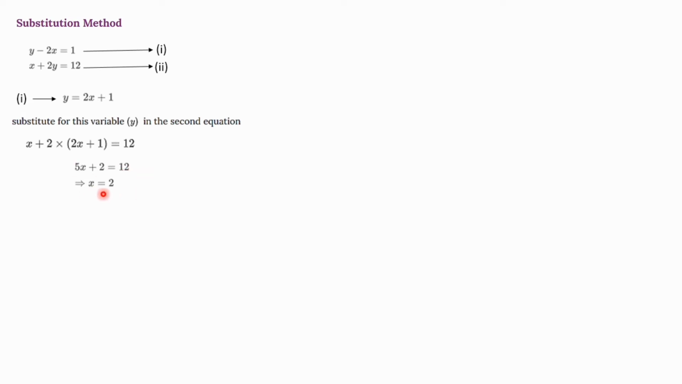We have got the value of one variable. Then take this value and substitute in any one of the equations. It's quite simple if you put it in the first equation. Here itself we made an equation here. So y is equal to 2 into x, that is 2 into 2 plus 1.